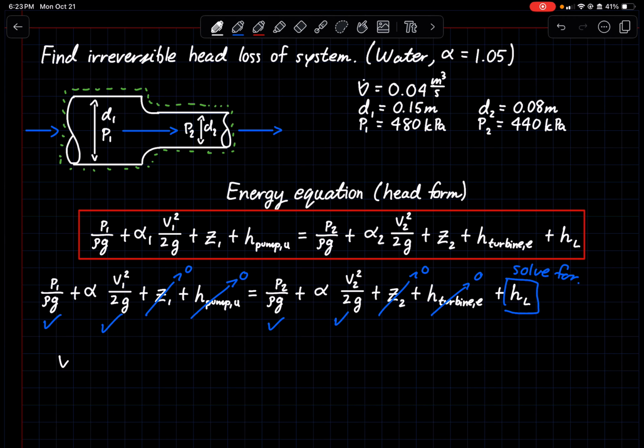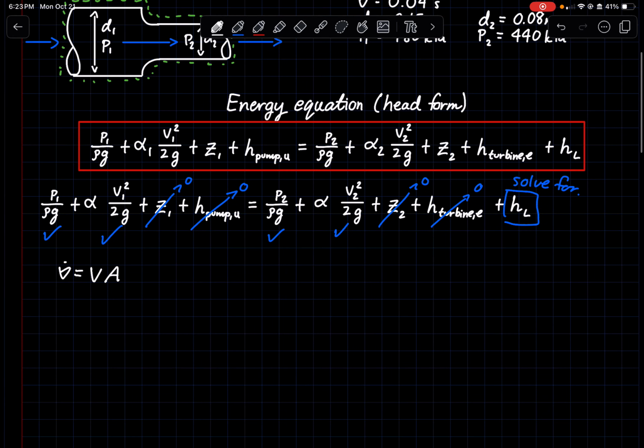We are given our volumetric flow rate, which is V dot, equal to VA. And we are given water, and water is really important right here because water is an incompressible fluid. So we can say m dot 1 is equal to m dot 2. This is just the conservation of mass.